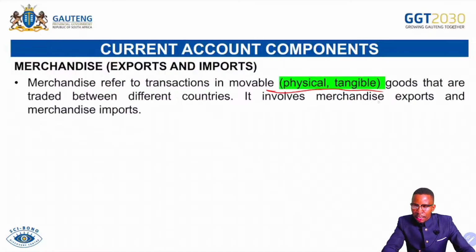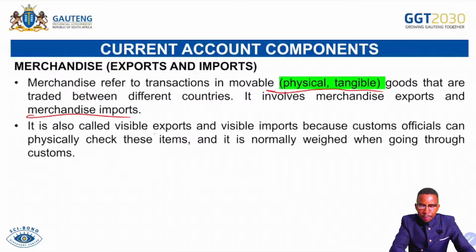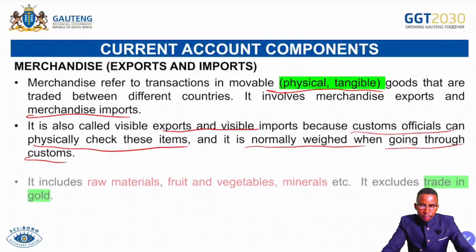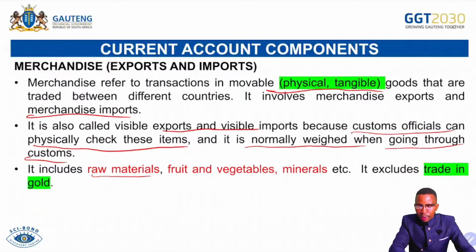It involves merchandise exports and merchandise imports. It is also called visible export and visible import because customs officials can physically check these items and count them. It is normally weighed when going through the customs. It includes raw material, fruit and vegetables, minerals, excluding gold. So gold is not included in this one.